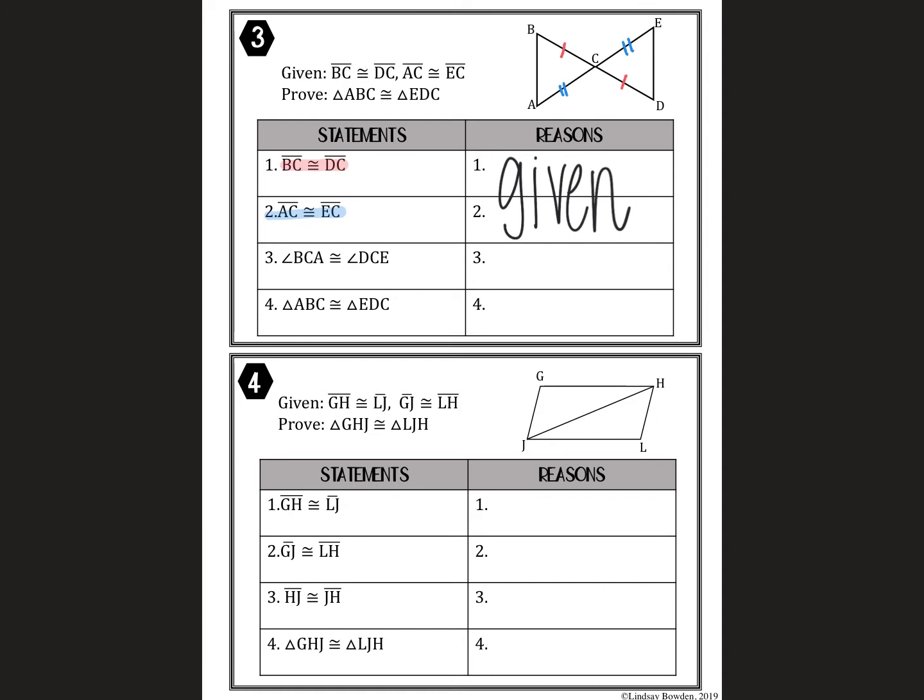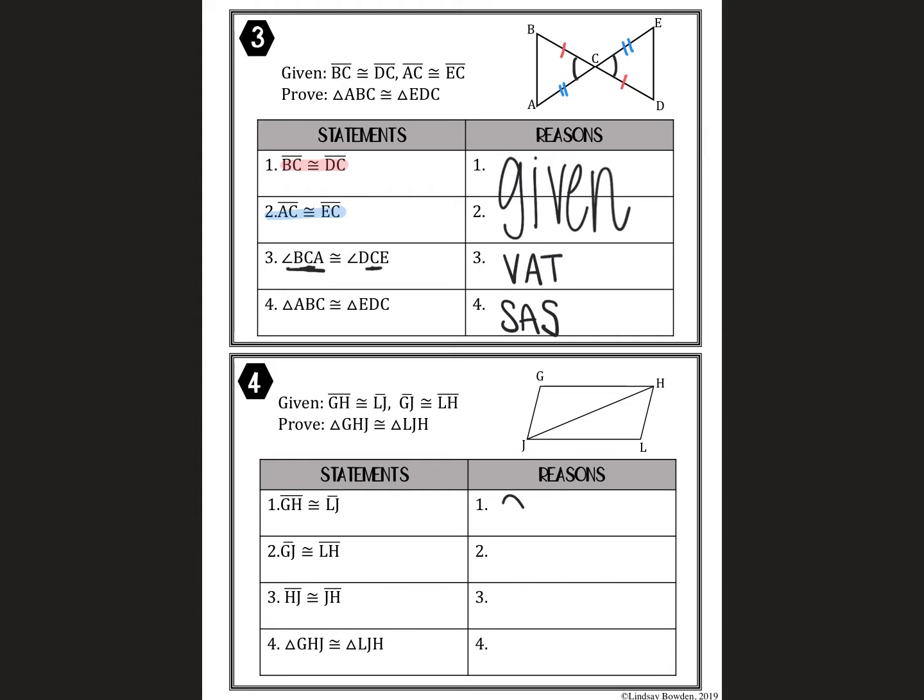After we run out of givens, we either look for a side that they share or vertical angles. So this one has vertical angles. You'll notice that they're named BCA. Notice that C is that middle letter because it's the vertex. And the second one is DCE. Again, C is the middle letter because it's the vertex. So this is the vertical angle theorem. And now when you look at your diagram, you have 2 sides and the angle in between marked. So this is side, angle, side.